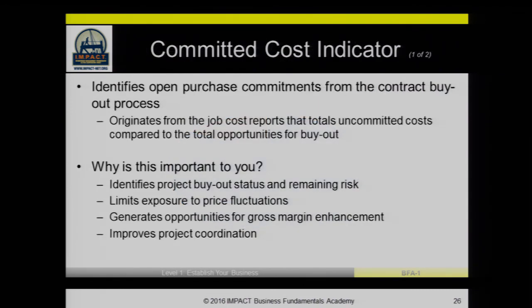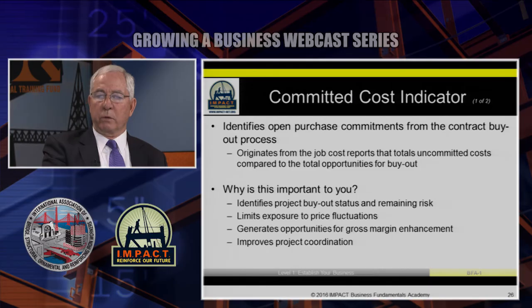Committed cost indicator is another significant area for opportunities, because we want to make sure that at project inception we're executing the buyout. And what that means is that we get purchase commitments during the buyout process, and you can see where this happens from the estimate. The estimate will reflect all of the materials that need to be purchased and all the subcontractors that need to be issued. And so we look at the job cost report, and we can tell what costs have been bought out or purchased and what costs are yet to be bought out.